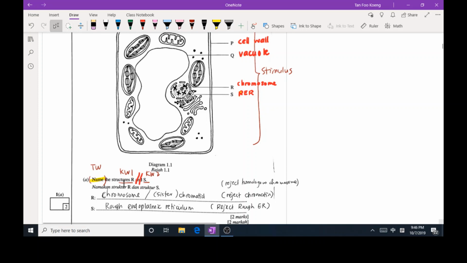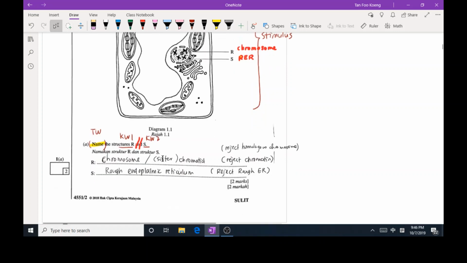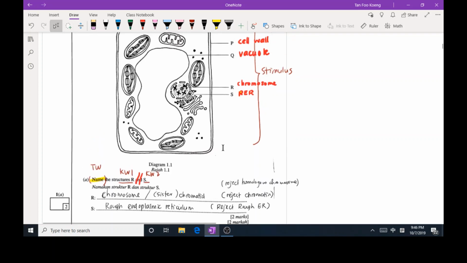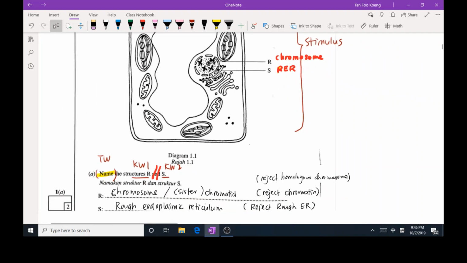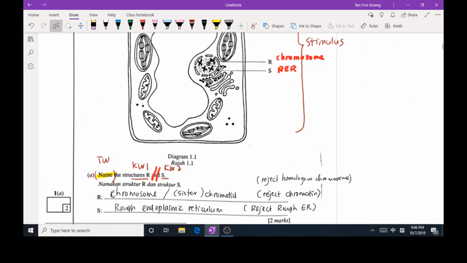So what is R? R is chromosome or sister chromatid. We also accept the answer as chromatid. Now, if you look at the marking scheme, the answer seems okay. A bracket means this term is optional, so you can choose to write or not to write. However, if you say homologous chromosome, reject that answer. So homologous chromosome and chromatid are not going to be accepted. It is because R here doesn't refer to a pair of chromosomes. It refers to just one chromosome here.